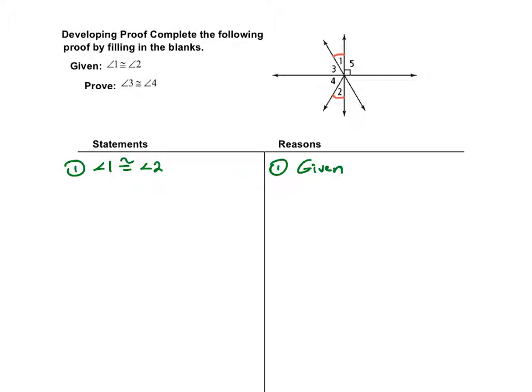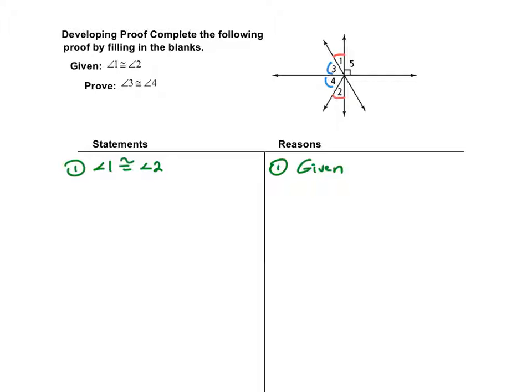Now, I want to prove, I'm going to mark that, let's say in another color, blue, that angles 3 and 4 are congruent. I don't know that they're congruent. I want to prove that. So angle 1 congruent to angle 2 is given, right? Now, what other information will I need?